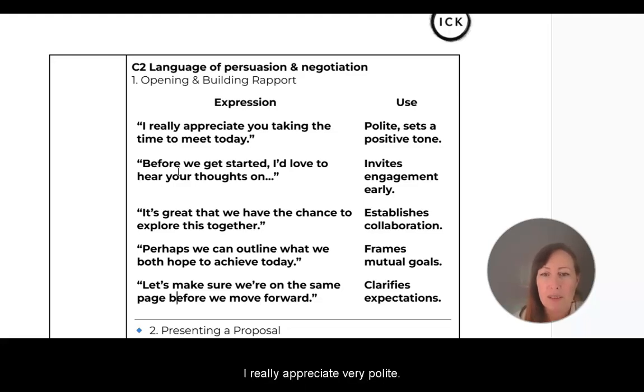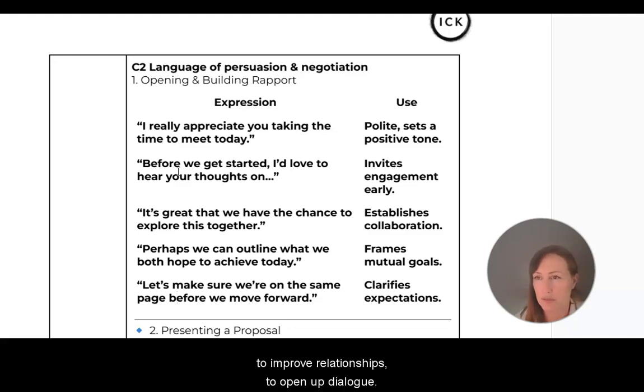Okay, I really appreciate, very polite. So this would be to improve relationships, to open up dialogue maybe. Before we get started, I'd love to hear your thoughts. It's great we have the chance to explore this together. We can outline what we both hope to achieve. And let's make sure we're on the same page before we move forward. Yeah, clarifying expectations, managing expectations, super important.